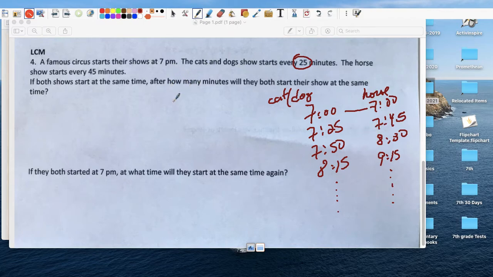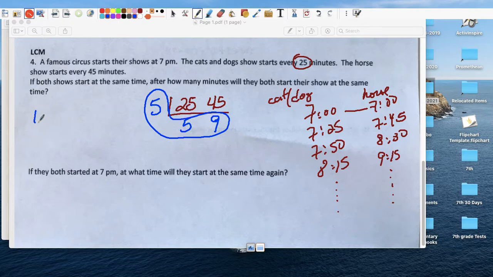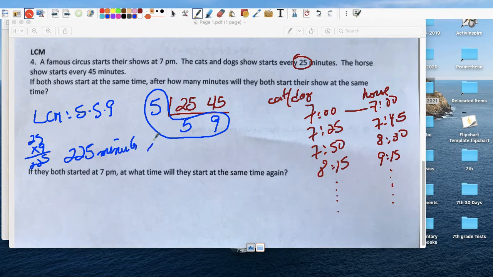So this is an LCM problem. So we want to find the LCM of 25 and 45. And we're going to use, of course, 5. 5 goes into 25 5 times. 5 goes into 45 9 times. Find the LCM. The LCM is 5 times 5 times 9, which is 225. So 225 minutes later, they will start the show together.